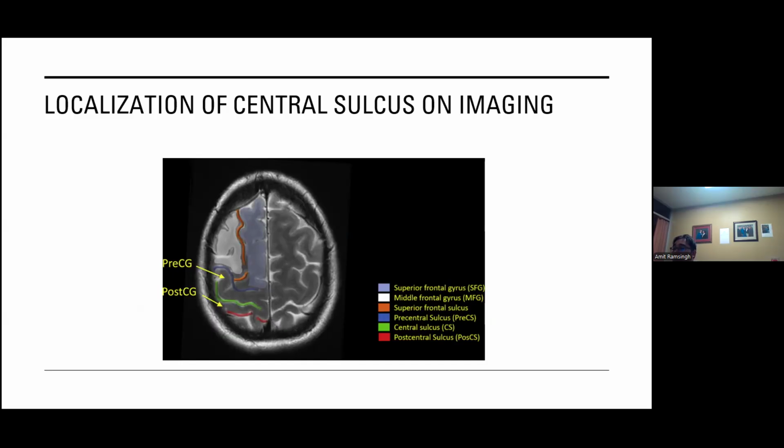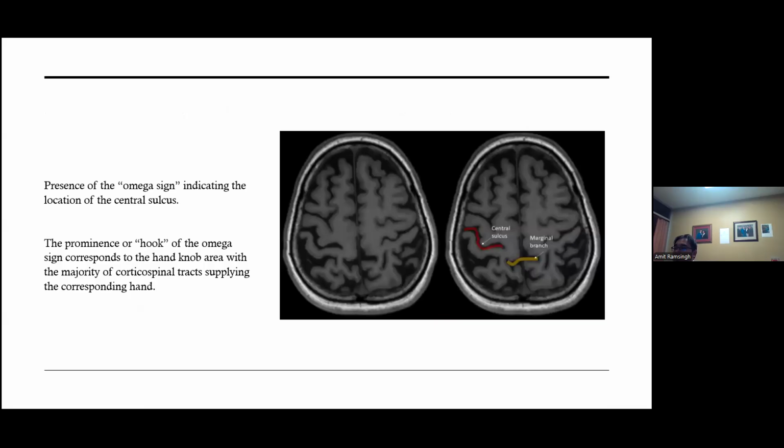A nifty way to determine the location of this is via what we coin the omega sign, which is basically that area here in the blue. It almost looks like the Greek letter omega, and this roughly corresponds to the area of the precentral gyri. From there, we could work backwards and work out the central sulcus and the postcentral gyrus. Also, as we see here is the presence of the omega sign.